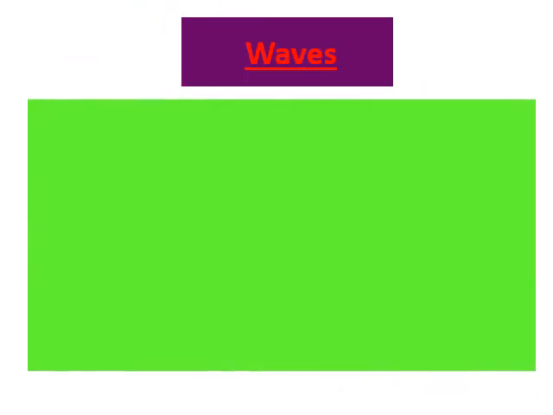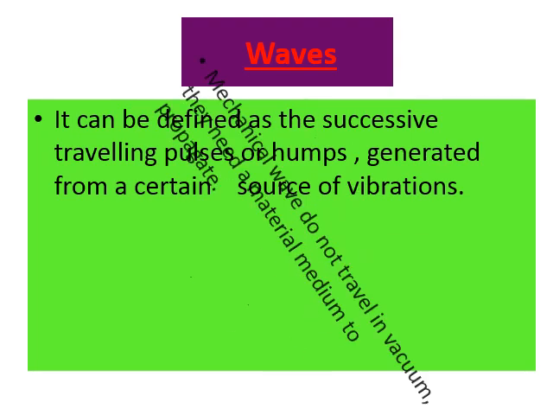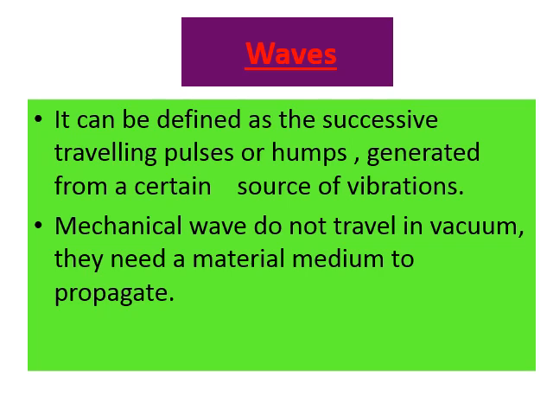Waves. A wave can be defined as successive traveling pulses or humps generated from a certain source of vibrations. Mechanical waves do not travel in vacuum. They need a material medium to propagate.